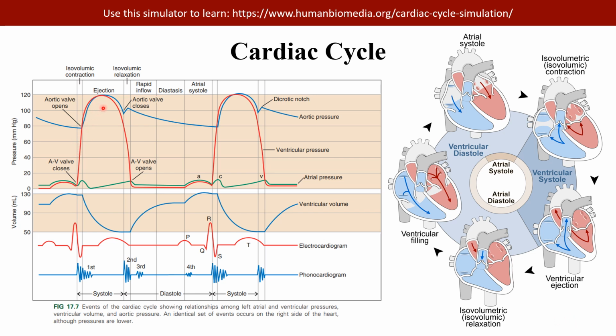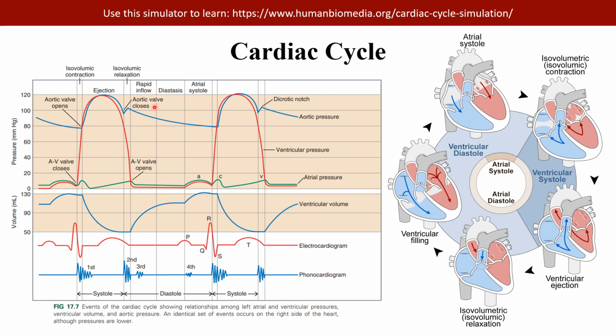2. Ventricular ejection. During this phase, the semilunar valves open, allowing blood to be ejected from the ventricles into the aorta and pulmonary artery. The pressure in the ventricles surpasses the pressure in the arteries, forcing the semilunar valves open. Blood is then rapidly ejected from the ventricles, causing a decrease in ventricular volume. This phase continues until the ventricular pressure falls below the arterial pressure, leading to the closure of the semilunar valves.